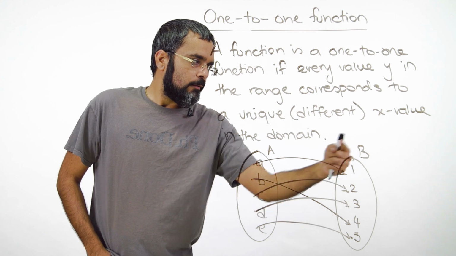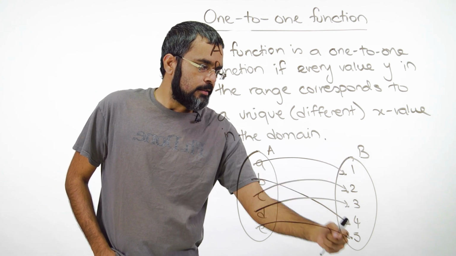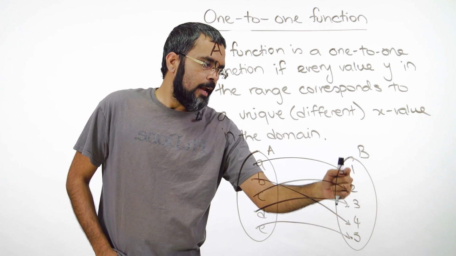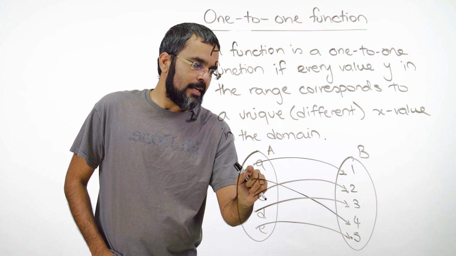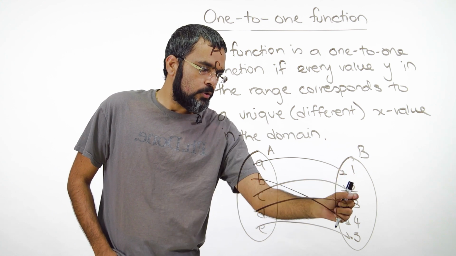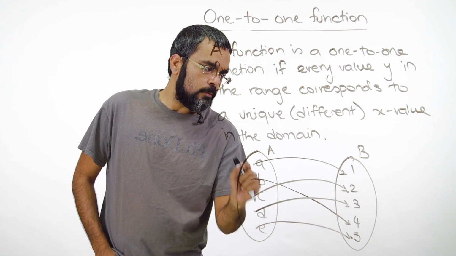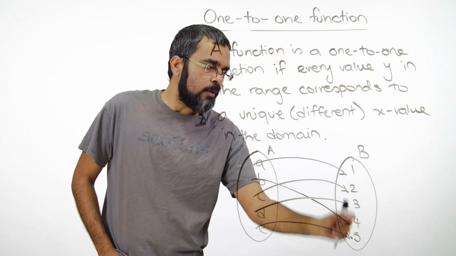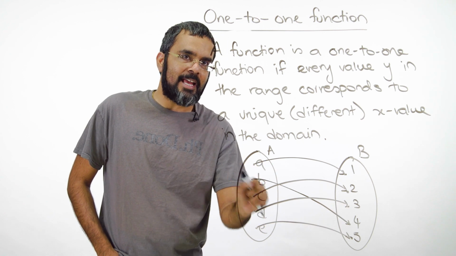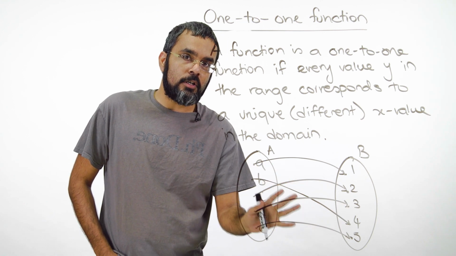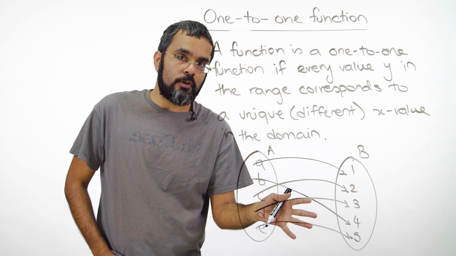Let's look at the y values. Our y value, this is our set of y values. If you look at y value, it corresponds to exactly, so 1 corresponds to A, 2 corresponds to C, 3 corresponds to D, 4 corresponds to B, and 5 corresponds to E. So for every one y value, there is a different x value. So this function is what we call a one-to-one function.